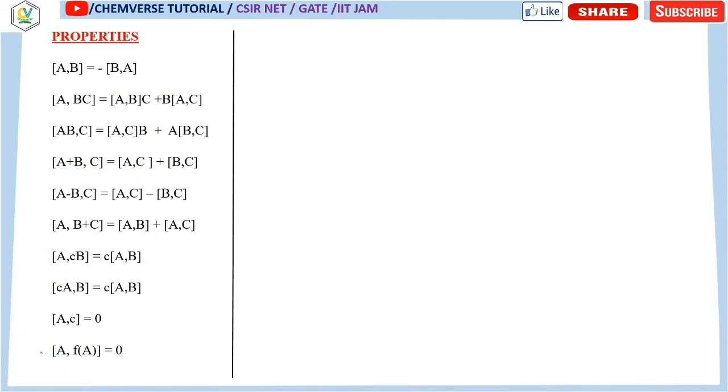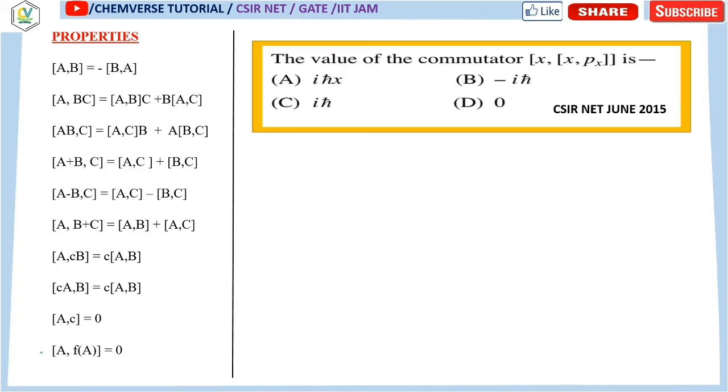our previous year's question solving. So this is the first question, asked in June 2015. The point is how to approach this kind of question. Over here there is a commutator, and inside that commutator there is another commutator. So first our task is to determine the commutator of x and px, and whatever value we get we will put it here, and then we will find the commutator of that value with x.